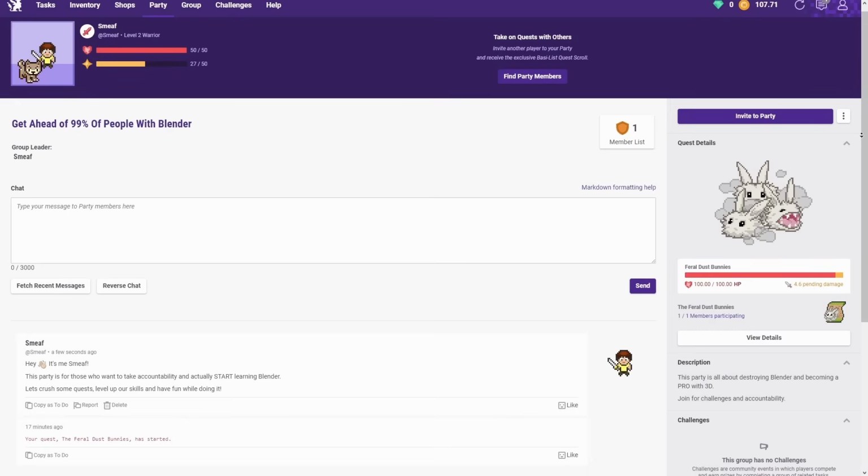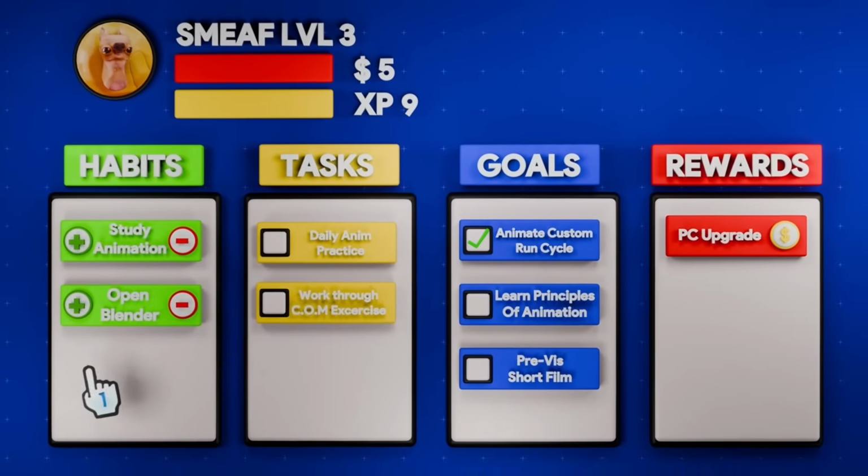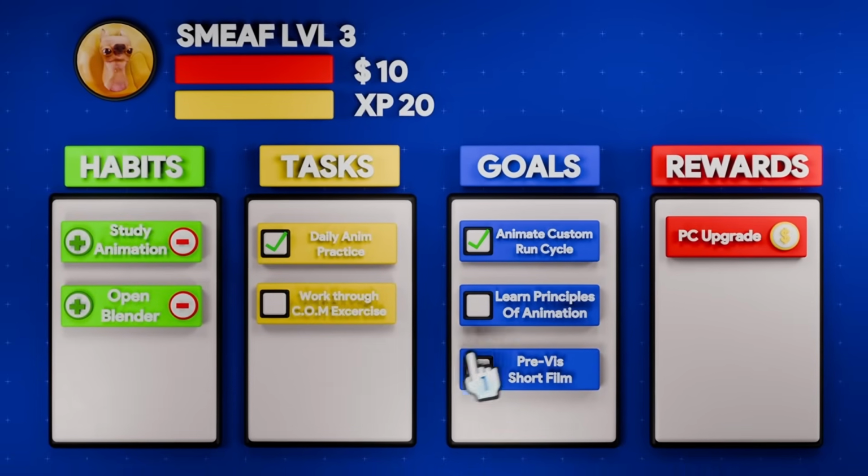A pet system. This is literally a video game for Blender. Just for fun, I've made a party, so if you want to join me on some quests and learn 3D while doing it, you can. This system of gamification is priceless. And if I had it from the beginning like you do, it would have saved me so much time.